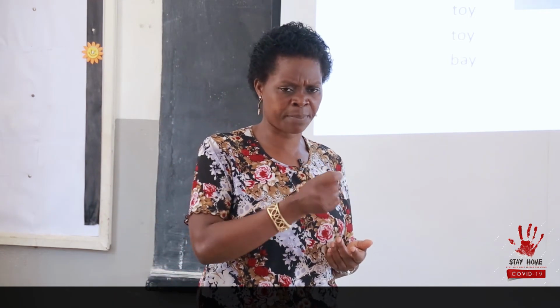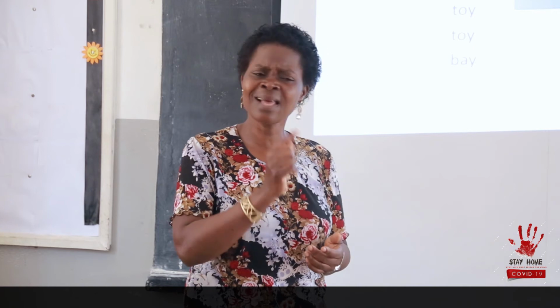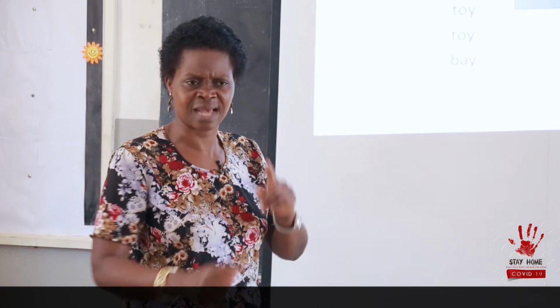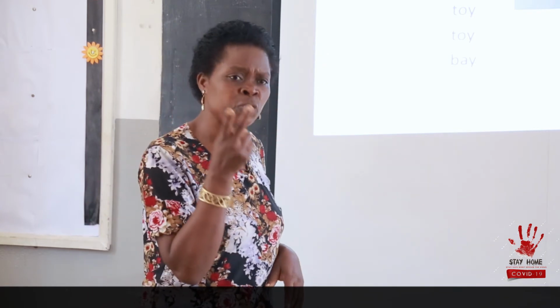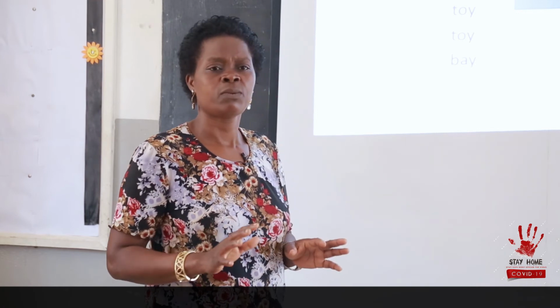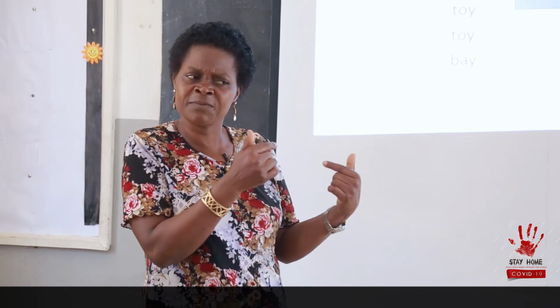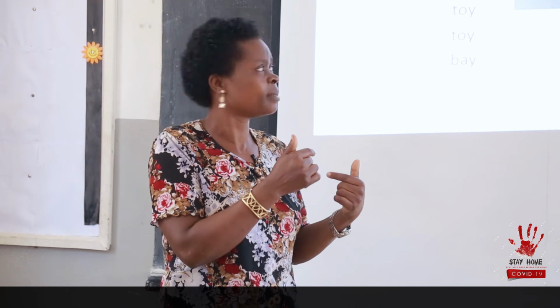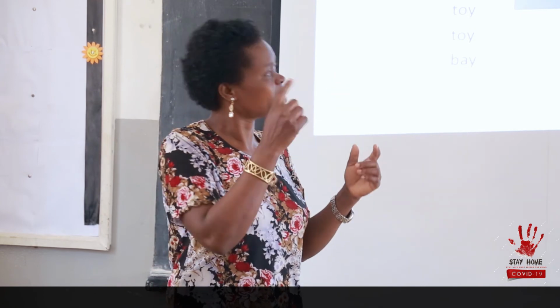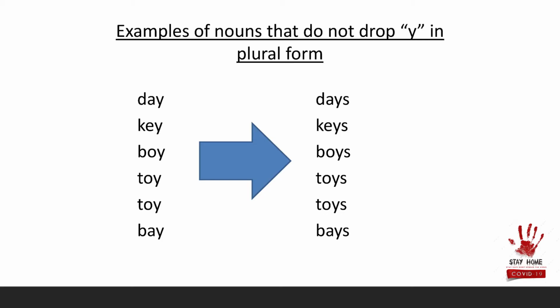Then we have key, the one we use to open our padlocks. That key, if it is one like this, it is our key. But if there are two or more than that, we just put S because of that vowel sound which is near Y. We just put S and we shall say keys. So key changes to keys. Can you say keys? So that is the pronunciation.